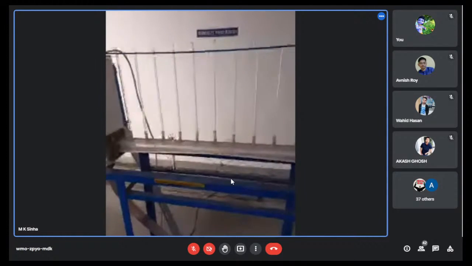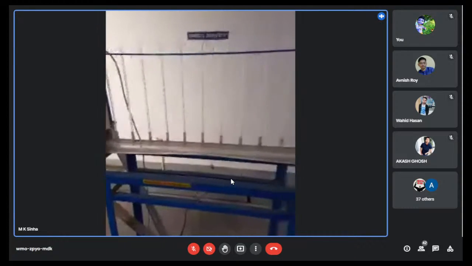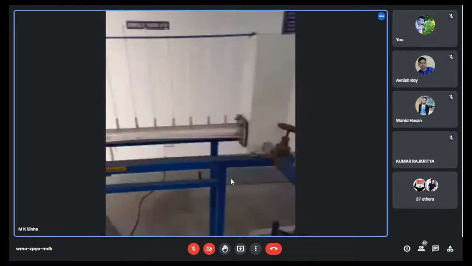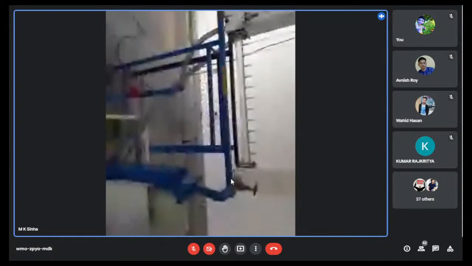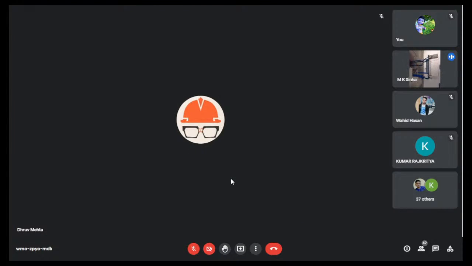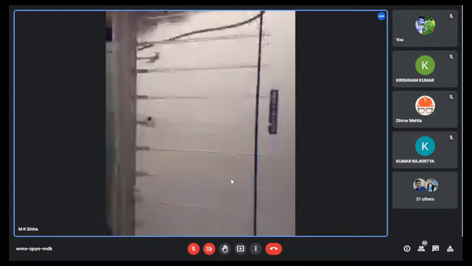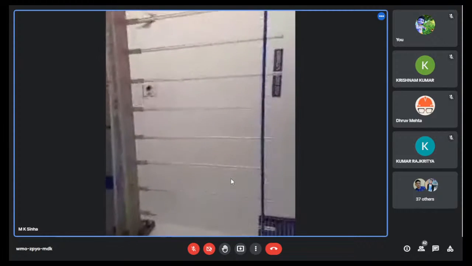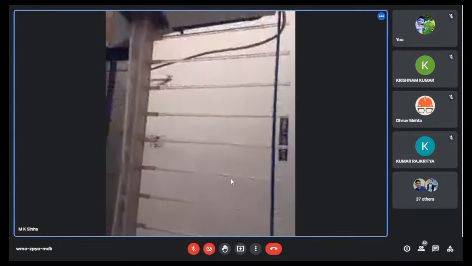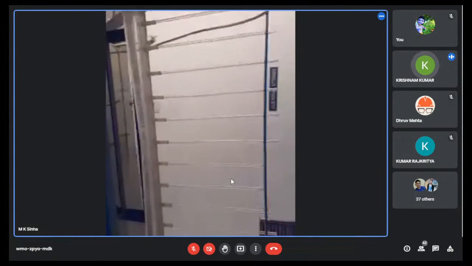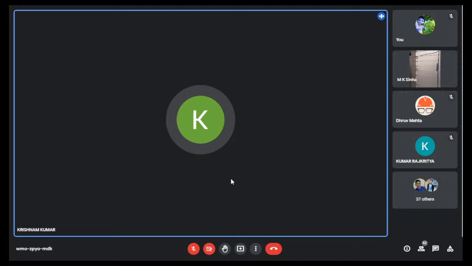Is it visible? Anybody confirm, please? Yes, sir. Okay. Are you able to see the whole setup? Not clear, sir. No, sir. Everything is blur. Okay, okay. Sir, we are just able to see the structure, but can't understand clearly what it is.